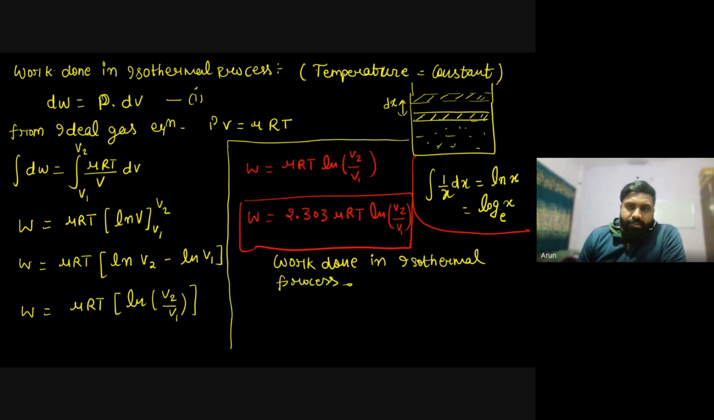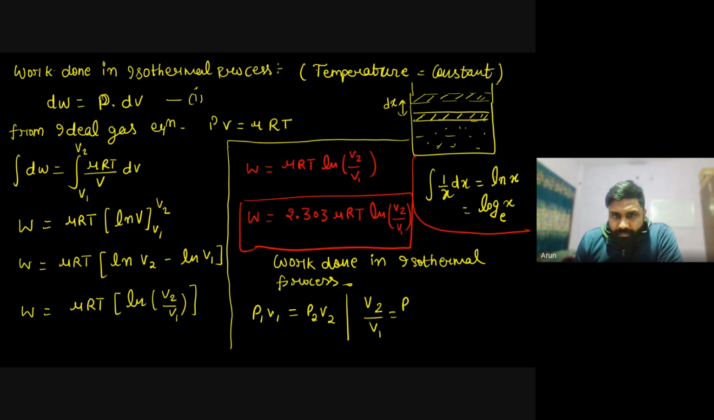Got it? So you will remember this formula. Although you can replace this V2 and V1 by pressure also. How? Because for state 1, we can write P1 V1 equals P2 V2. So V2 by V1 is equal to P1 by P2. You can put this also in this formula, so it will become W equals mu RT ln P1 by P2.